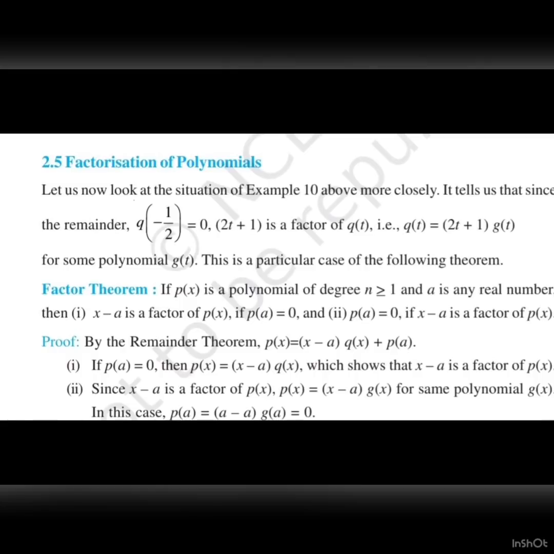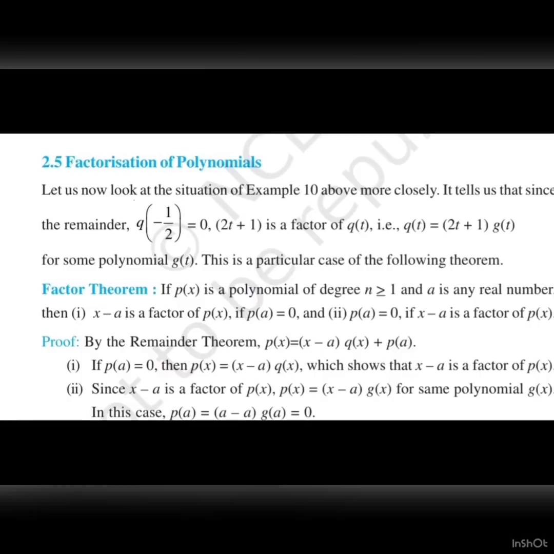Now p(x) is written as a product of two terms, (x minus a) into q(x). So each term is a factor of p(x). Therefore it shows that x minus a is a factor of p(x). For example, I can write 15 as 3 into 5. If I can express 15 as a product of two numbers, 3 into 5, then 3 is a factor of 15 as well as 5 is a factor of 15. The same concept is applied here. If p(x) can be written as (x minus a) into q(x), then x minus a is a factor of p(x) and q(x) is also a factor of p(x).